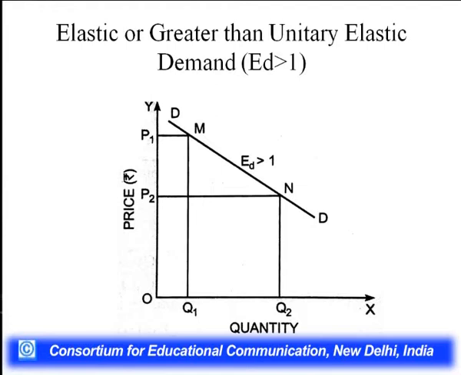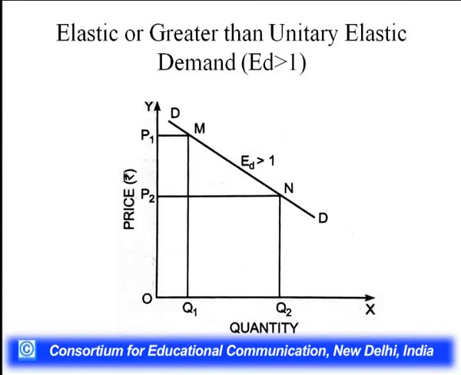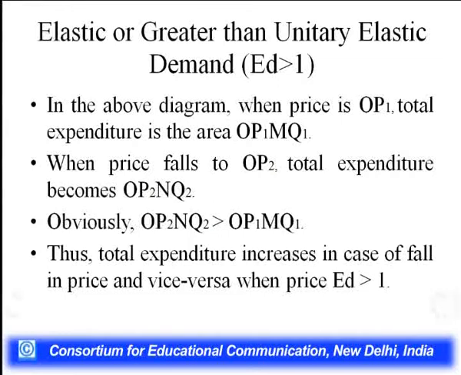If price falls from OP1 to OP2, in this case the total expenditure would be OP2 NQ2. And if we carefully look at both these areas, that is OP1 MQ1 on the one hand and OP2 NQ2 on the other hand, then we will find that area OP2 NQ2 is greater than area OP1 MQ1. Thus, total expenditure increases in case of fall in price and vice versa when price elasticity of demand is greater than 1.